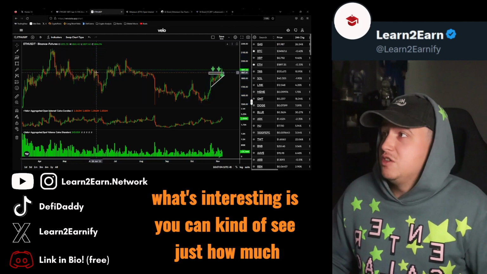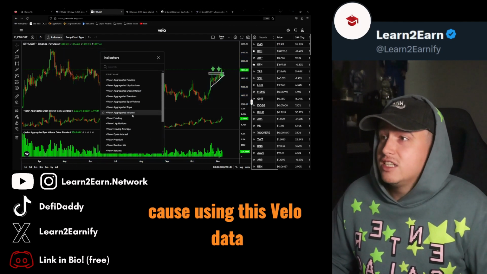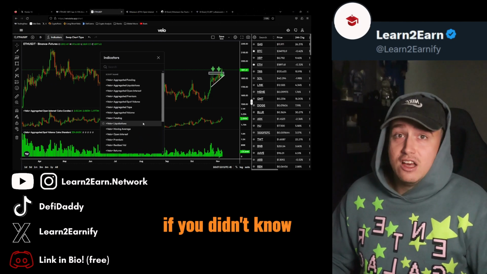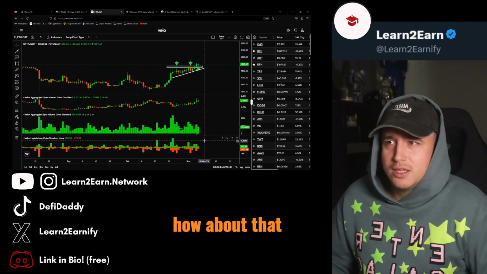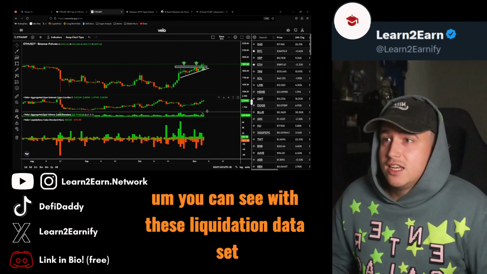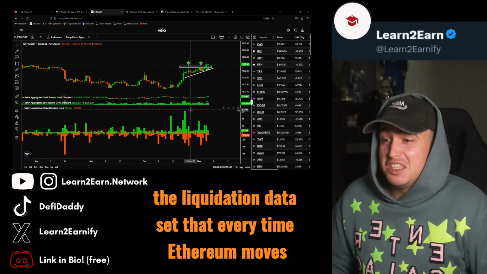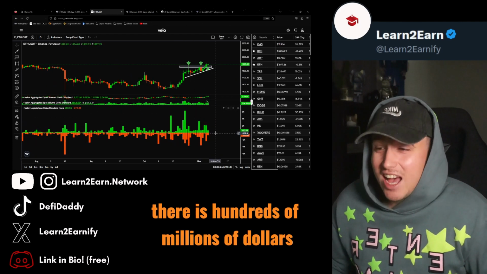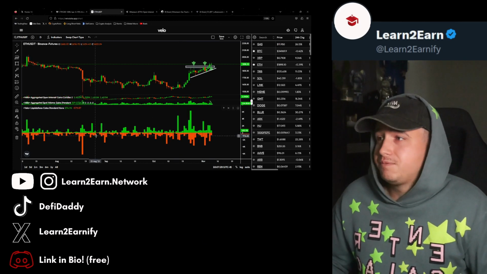What's interesting is you can see just how much leverage people are currently packing on, because using this Velo data, if you didn't know, I love this platform. It's completely free. Sponsor me, how about that? You can see with the liquidation data set that every time Ethereum moves even like 2%, there are hundreds of millions of dollars of positions being force closed.